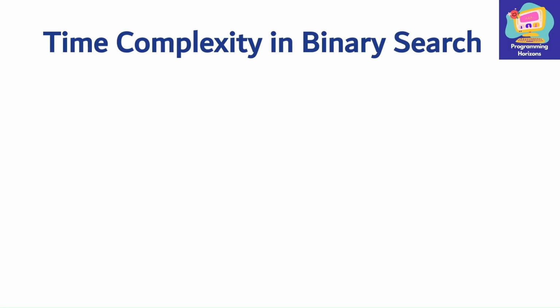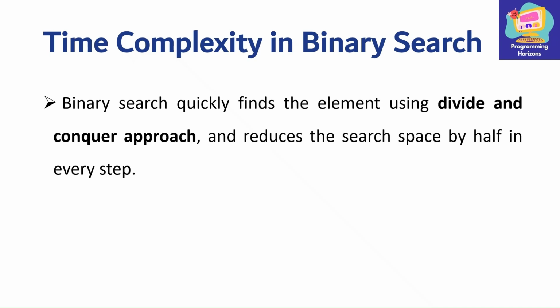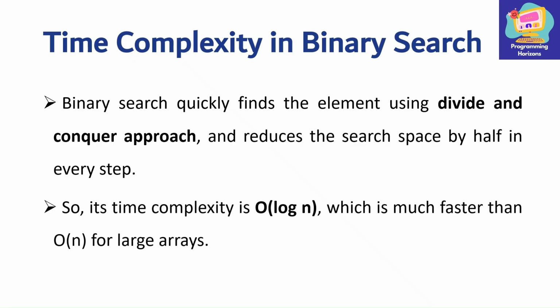So coming to the time complexity in binary search, unlike linear search, binary search does not go through all the elements of the array. It quickly finds the element using divide and conquer approach and reduces the search space by half in every step. So its time complexity is given by big O of log n, where we take the log of the number of elements of the array. Now this time complexity is much faster than big O of n, which is the case of linear search for larger arrays, and therefore we prefer binary search for sorted and larger arrays.